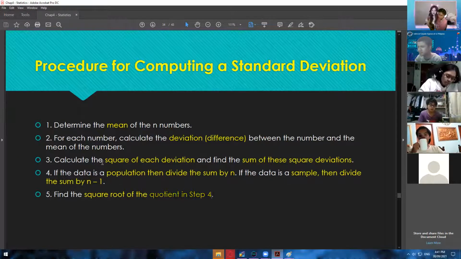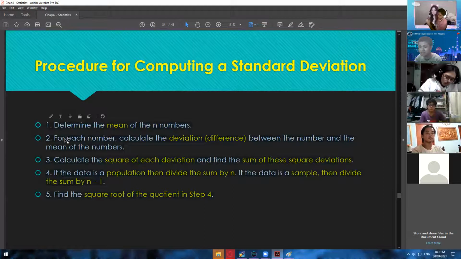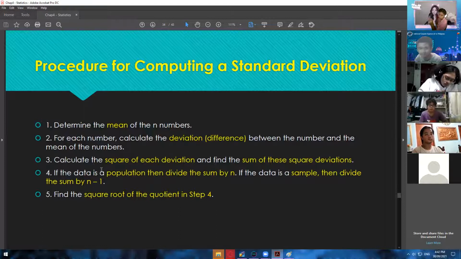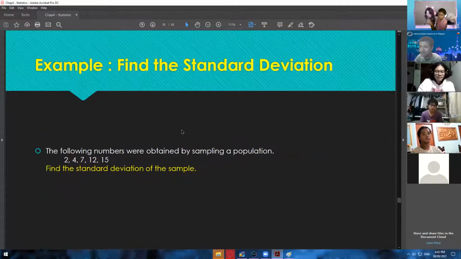Now, supposedly, of course, you would be memorizing this if we were in face-to-face method. But since we are in ODL, this will become open notes. So you don't need to memorize this, just familiarize yourselves. Okay, so let's have an example for this one.